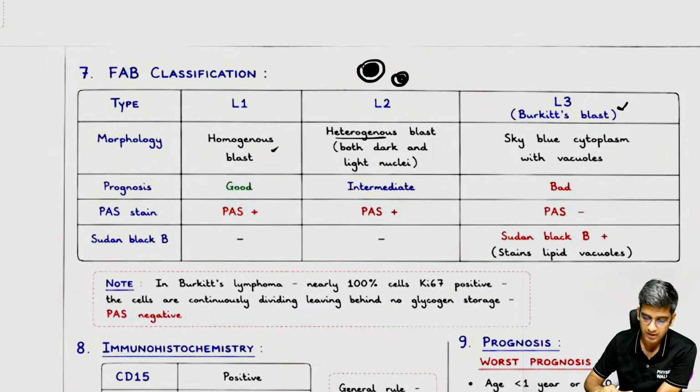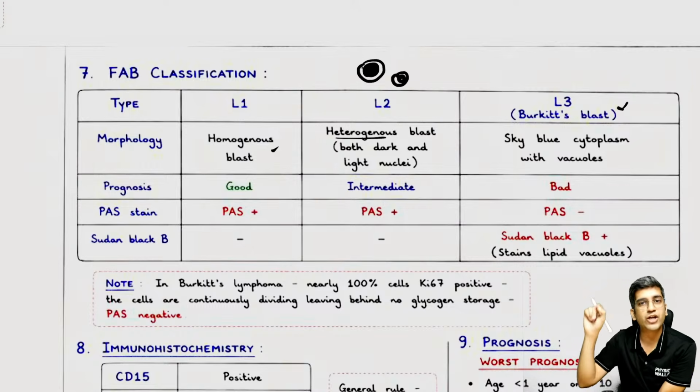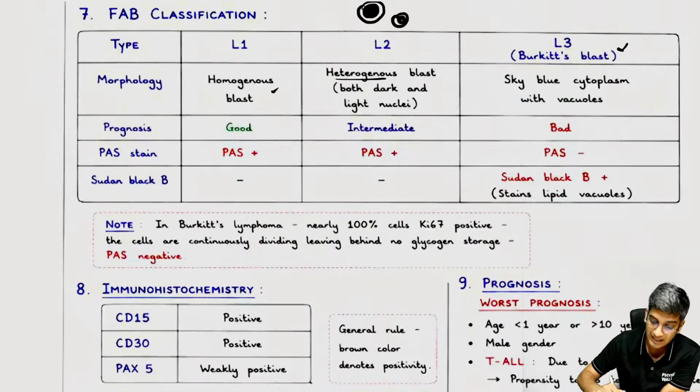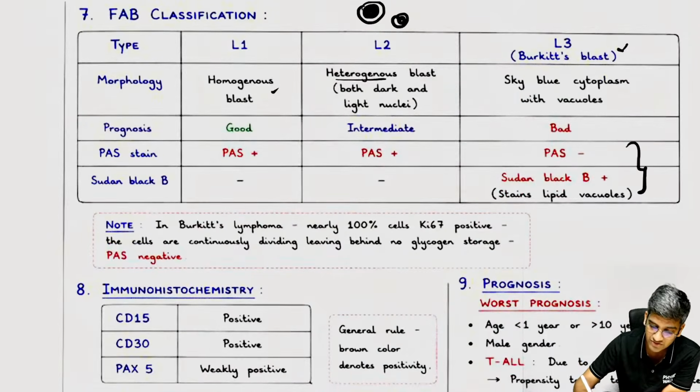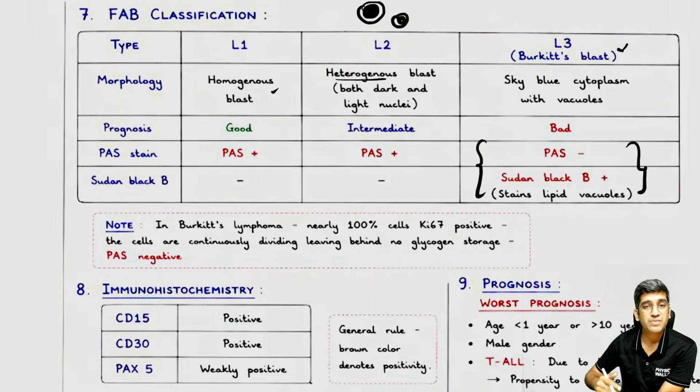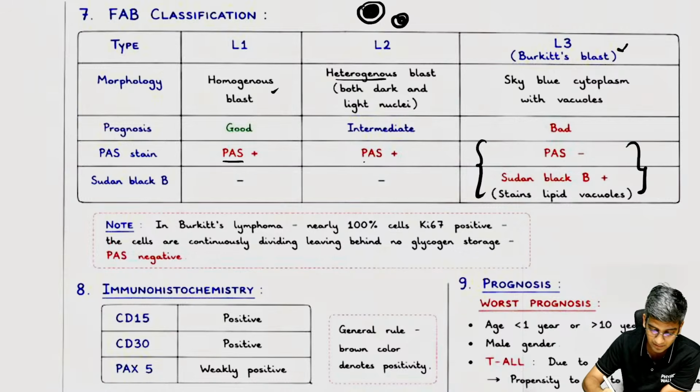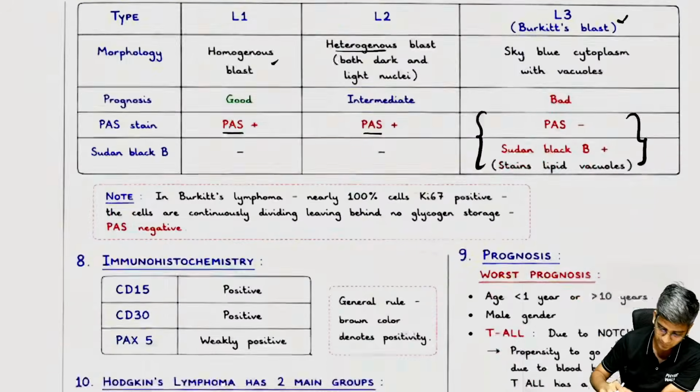Fine. Okay. So here the cytoplasm will be sky blue. I'll have vacuolated cytoplasm in Burkitt's blast. I told that already. Burkitt's blast is very, very unique. It is PAS negative and SBB positive. The other two lymphoid blasts are PAS positive and SBB negative. That's important for you to understand. Fine. Okay.